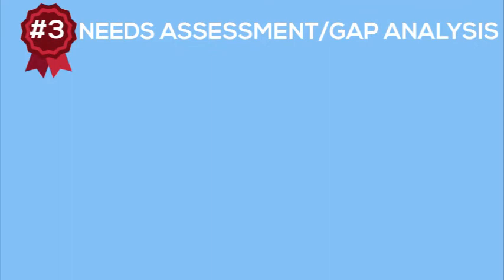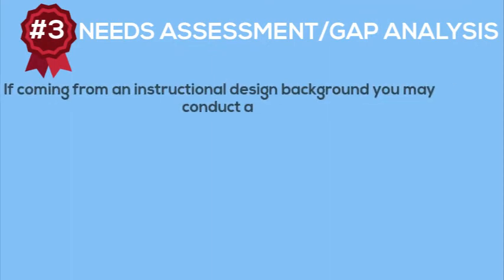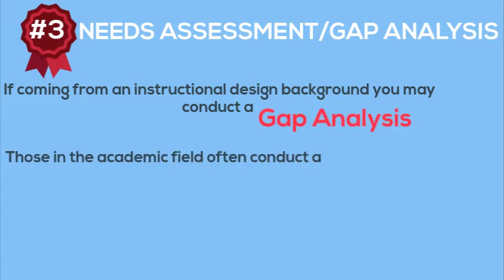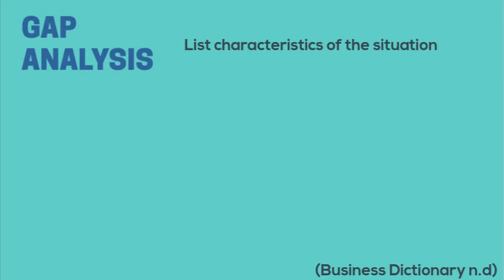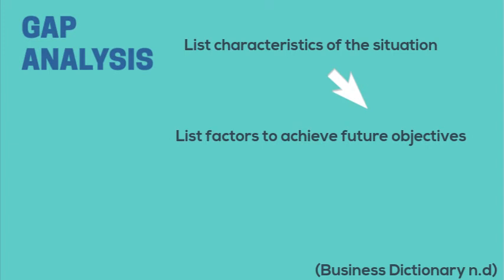The final topic for this unit was needs assessment and gap analysis. If coming from an instructional design background, you may conduct a gap analysis. However, those in the academic field often conduct a needs assessment. Outlined in our readings, gap analysis consists of three pieces. First, list characteristics of the situation. Second, list factors to achieve future objectives. And three, highlight the gaps that exist.